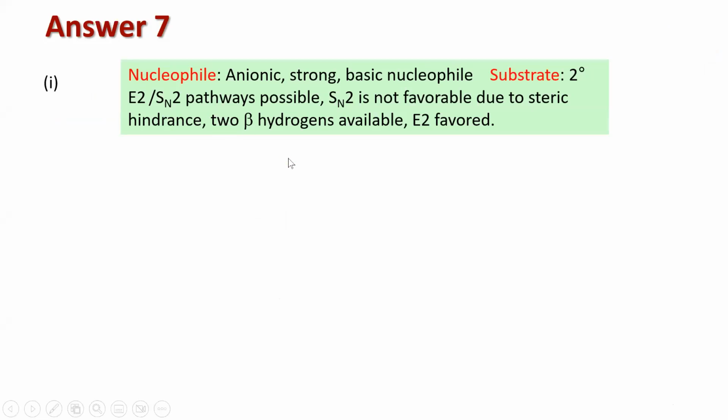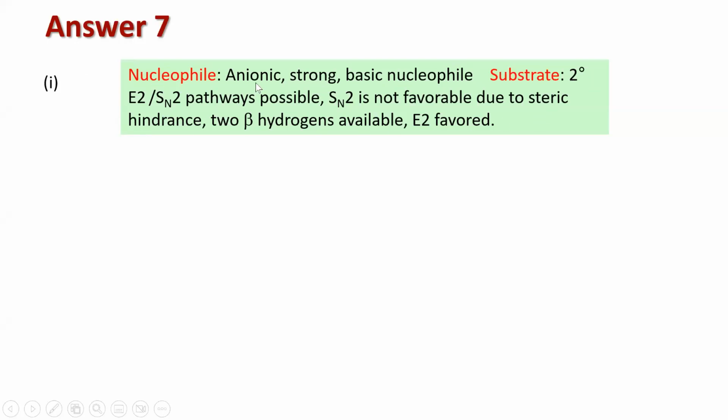Now, it is said sodium ethoxide in ethanol, right? So the nucleophile is going to be an anionic one. The anion coming out of NaOEt is OEt, right? So it's a strong basic nucleophile. It's a strong base. The substrate is tertiary, right? So by going through the key I gave in my earlier slide, you can find out.